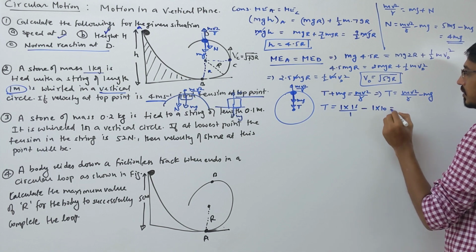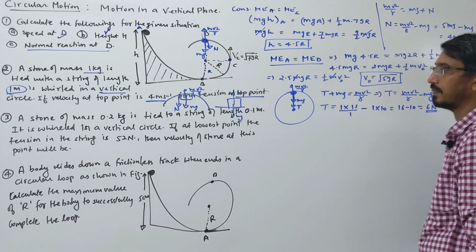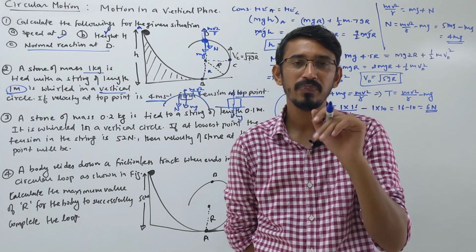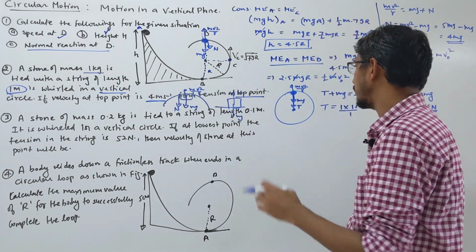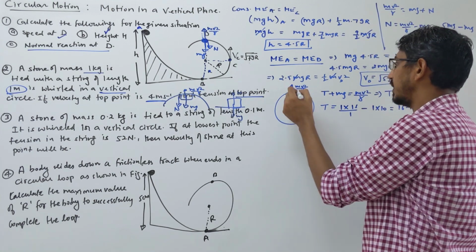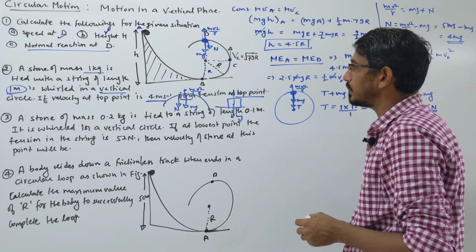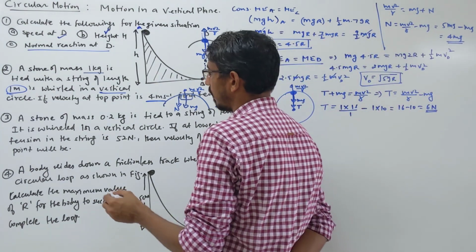g is given 10. So this becomes 16 minus 10, which means simply what? 6 Newton is your answer. Correct? Simple. So at any point you can calculate velocity and tension, and I told you the general formula also to calculate tension here, right? Suppose you don't want to write the equation this way, you can write a direct formula also, right? Okay. Then let's move to the third problem.